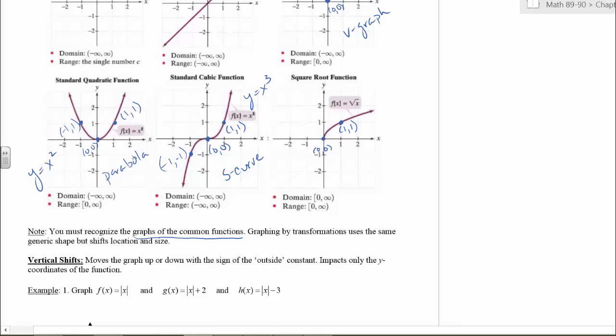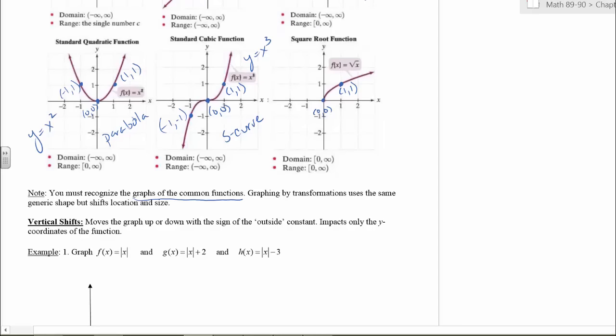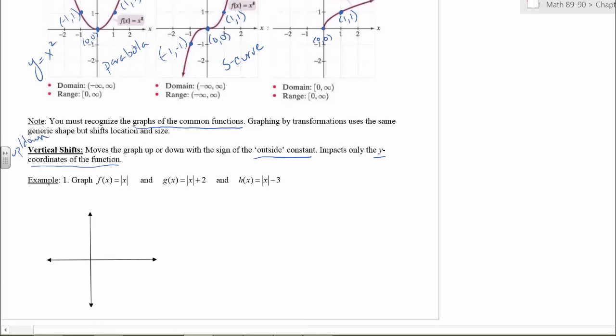So what I want to do right now is I'm going to switch. We're going to talk about vertical shifts first. So this is your up-down shifts. And what these do is they move the graph up or down. So the graph that you're starting with up here, these base graphs, move up or down with the sign of the outside constant. And this impacts only the y coordinates of the function. So if you look at example 1, we have our typical absolute value graph.